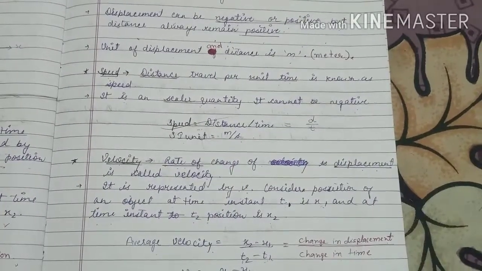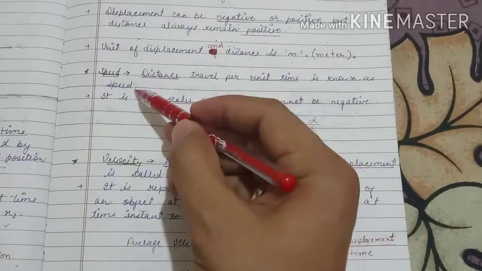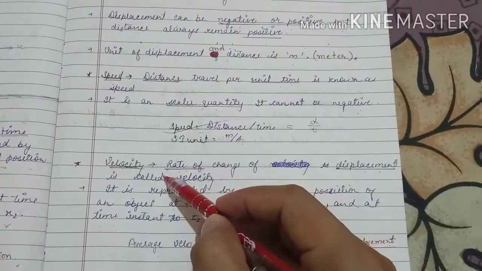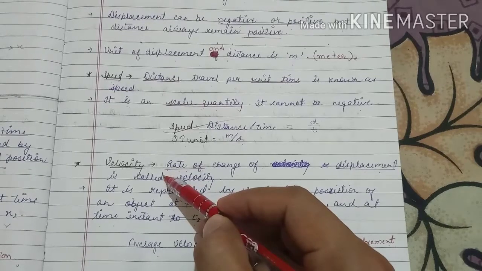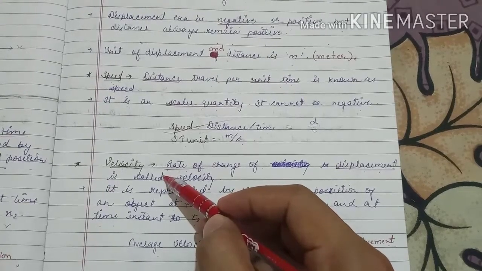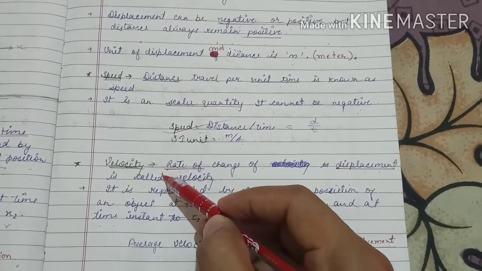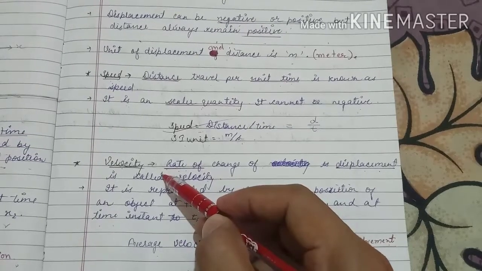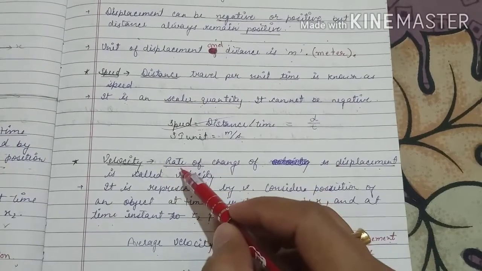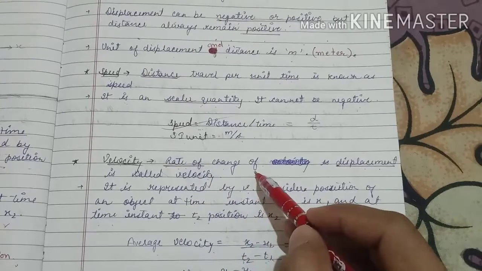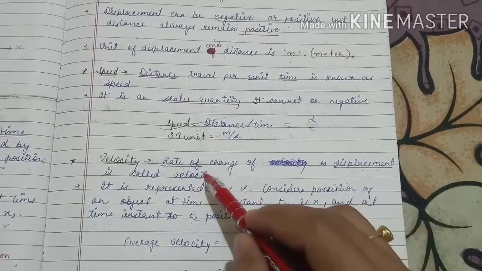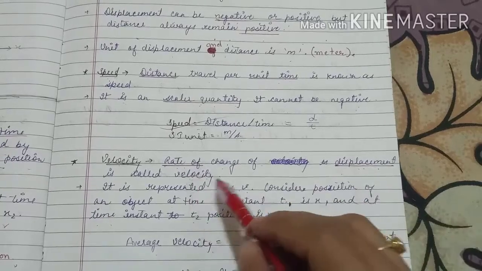After speed we have velocity. Velocity is more important for our case than speed, because velocity has magnitude, a unit, as well as a direction. If a quantity has a direction for its representation, then these types of quantities are known as vector quantities. Velocity is the rate of change of displacement. Rate of change of displacement is called velocity.